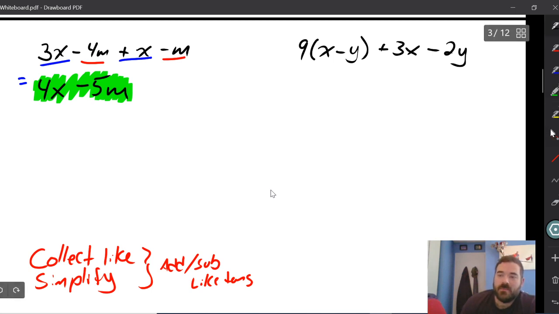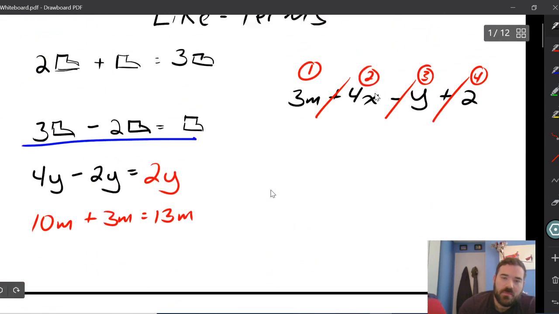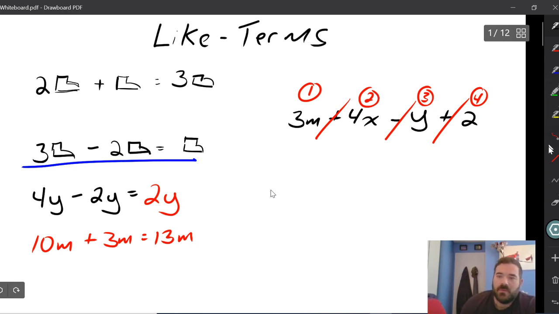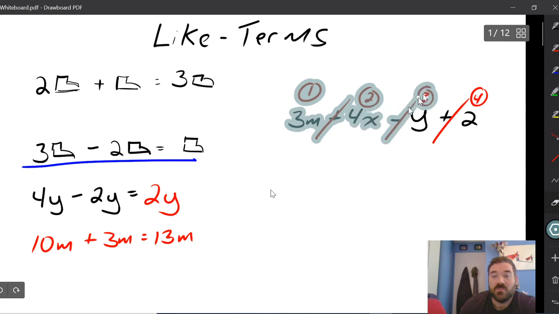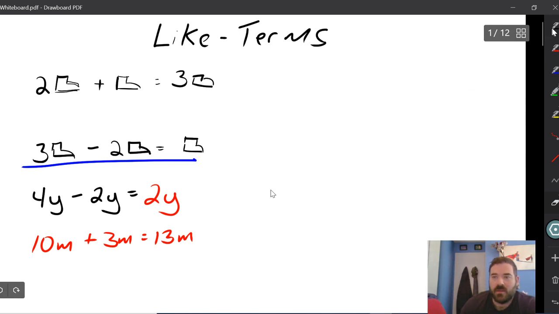Okay, the other case I want to talk about is an expression where we have to distribute, so use the distributive property before we collect like terms. So let's go back up here and let's talk about multiplying or dividing terms by a constant.